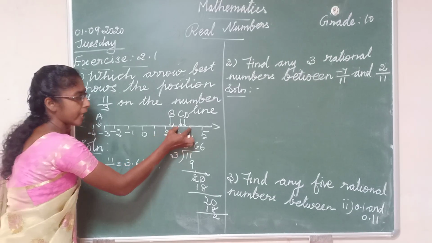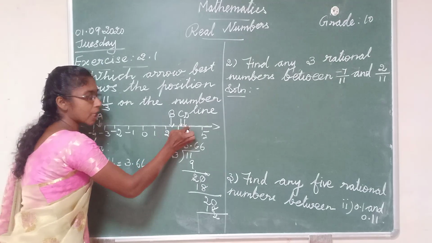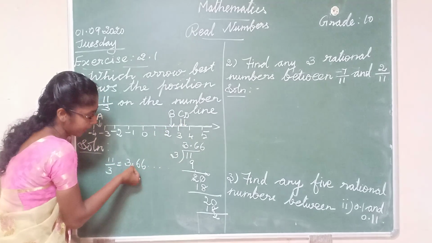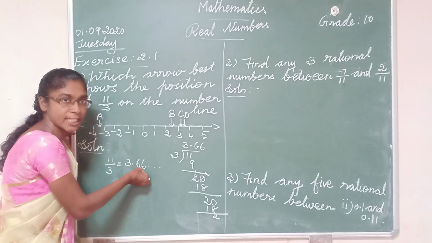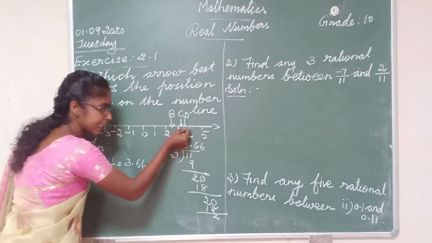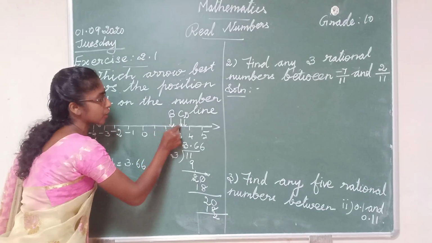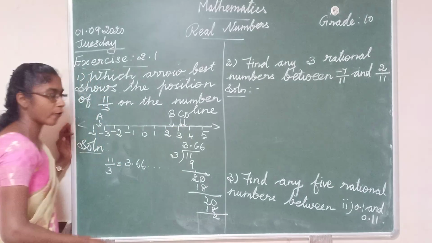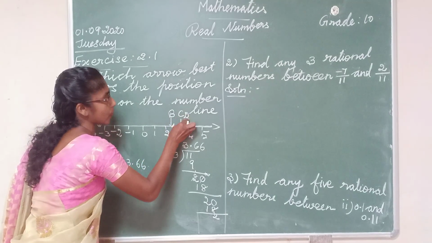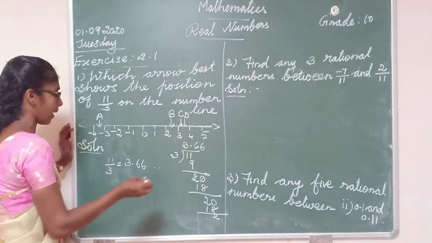This number 3.66 etc. is between 3 and 4, and nearest to 4, because up to the decimal point the first digit is 6, and 6 is greater than 5. So it is nearest to 4, not nearest to 3. So which arrow? D best shows the position of 11 by 3 on the number line.